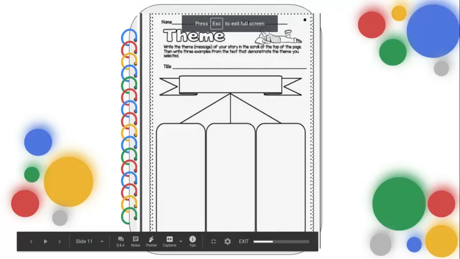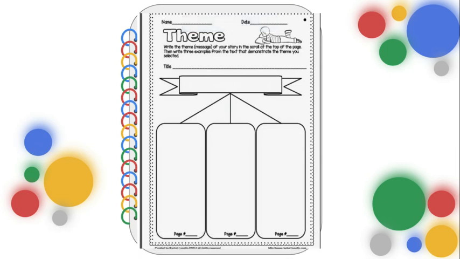I'd like to talk about theme next because that is our comprehension skill. And again, just to remind you, theme is the overall lesson of the story. We're going to look at the first poem that we read, and we're going to talk about whether or not we can identify the theme.